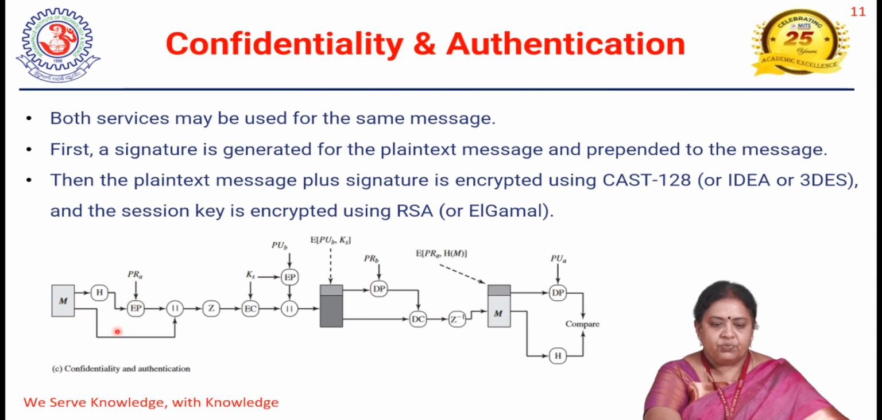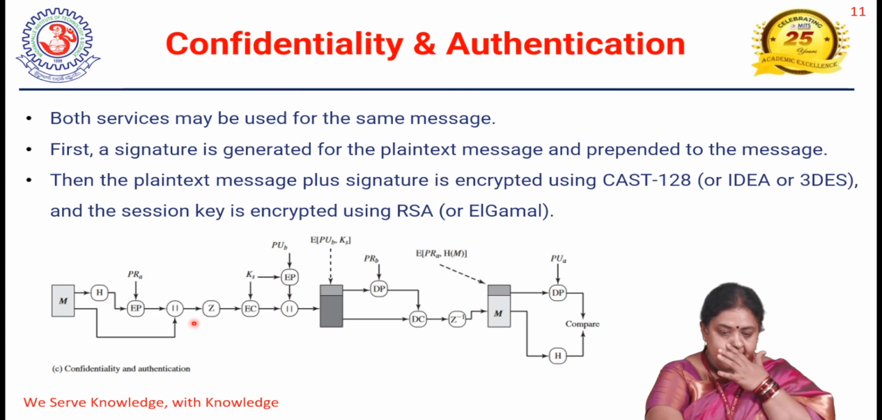Thereby we can achieve the authentication. Then the message will be concatenated with the encrypted hash code. This message will be compressed. After compressing, to provide the confidentiality, the whole thing will be encrypted. Here we are using private key encryption, that is symmetric encryption, by using a key called KS, that is a session key. This key is encrypted by using the public key of the receiver. That will be appended with the encrypted message and given to the receiver.